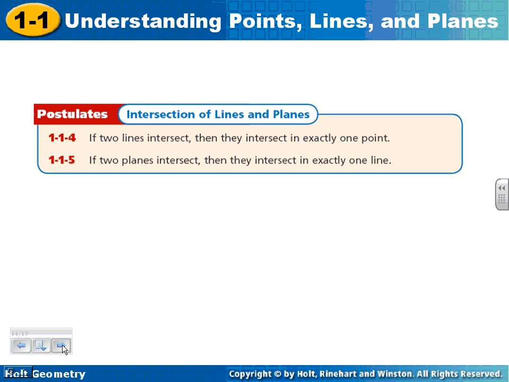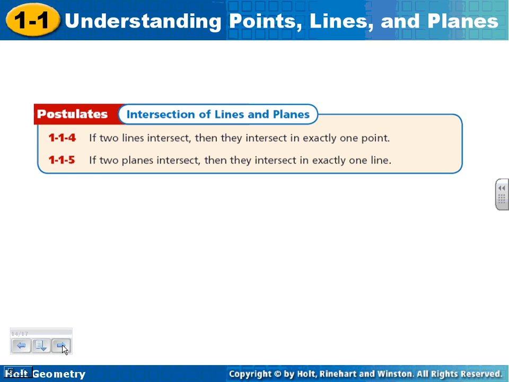More postulates, more rules of geometry. These are rules that we don't prove. We just accept them to be true. Intersection of lines and planes. 1-4. If 2 lines intersect, then they intersect in exactly 1 point. If you draw 2 straight lines that intersect at more than 1 point, that doesn't make any sense. That's just a fact of geometry.